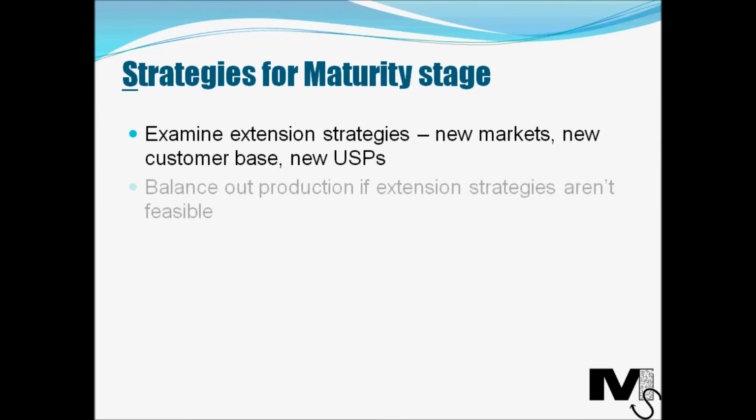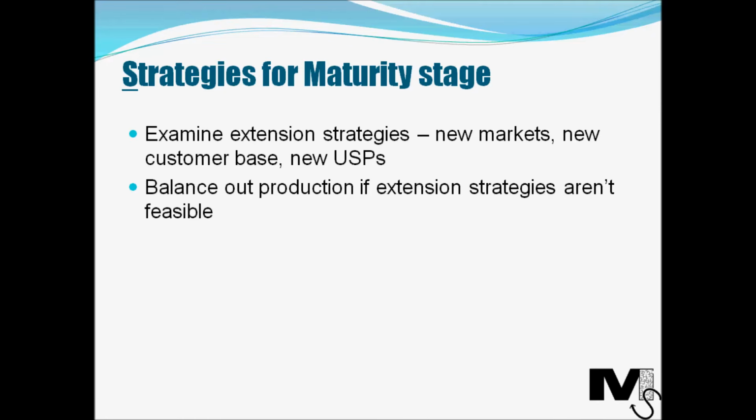So when we understand that a product or a brand or a portfolio of products or brands is going through a maturity stage, we start examining extension strategies. So these are strategies wherein we try and identify new markets, new customer bases, new USPs. We make changes to products, we introduce new USPs and bring them to the limelight. We try our level best to ensure that the product doesn't go into a decline state.